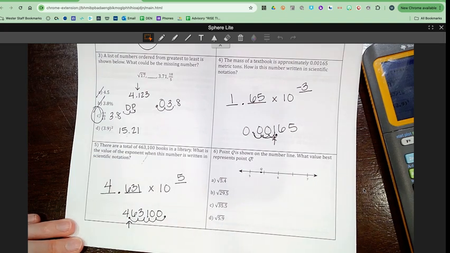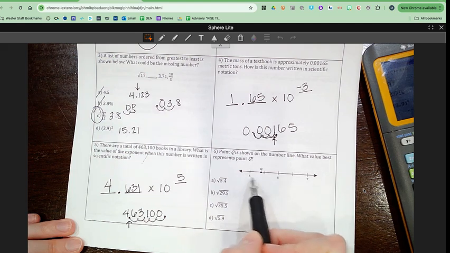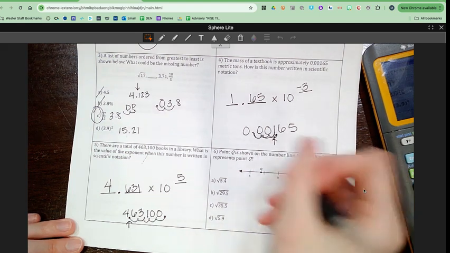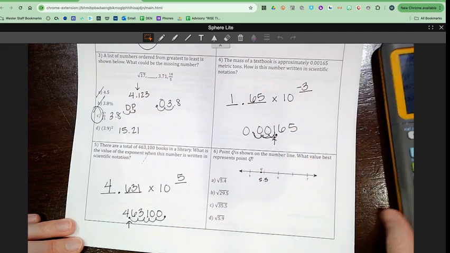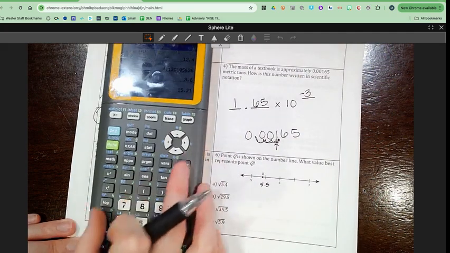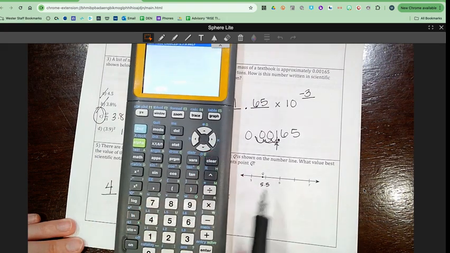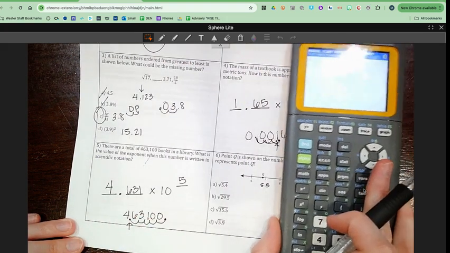Point Q is shown on the number line. Which value best represents point Q? Okay, so there's a mark between the 5 and the 6. So I'm going to say this is 5.5. And then we have Q there. So we want to see which one is closest to 5.5 out of our answer choices here.